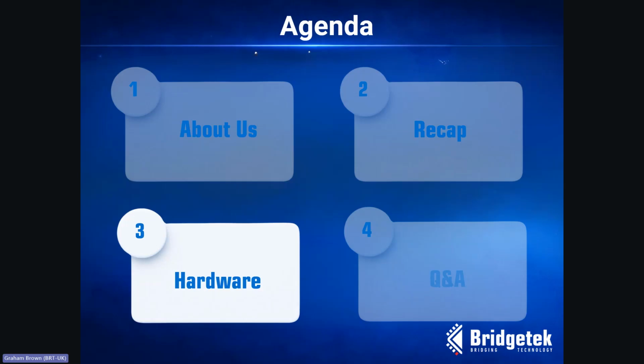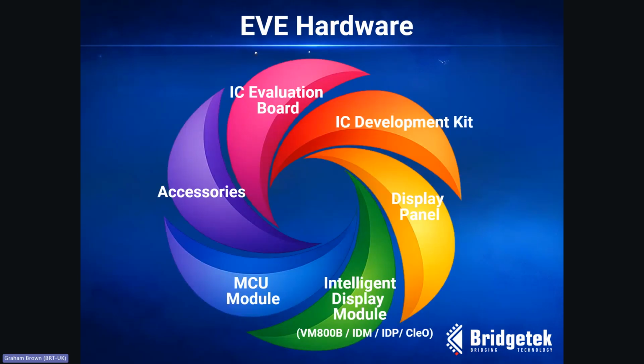And so on to the main part of our webinar today, which is to talk about our hardware solutions. With our extensive range of hardware solutions, you can evaluate Eve, develop your application, and take it to production quickly and easily. First of all, let's summarize the different types of hardware products which we'll cover today, which include our IC evaluation boards, our new IC development kits, our display panels, our intelligent display modules, our MCU modules, and our accessories.